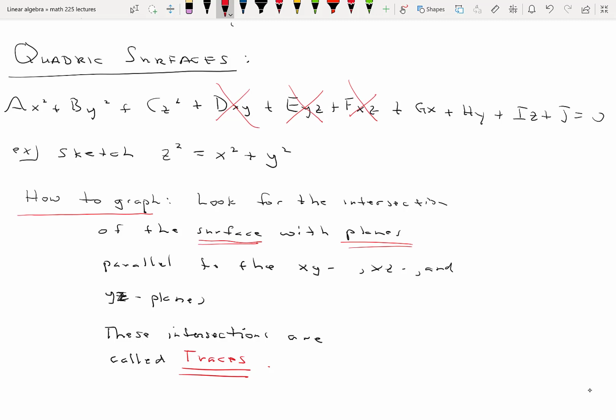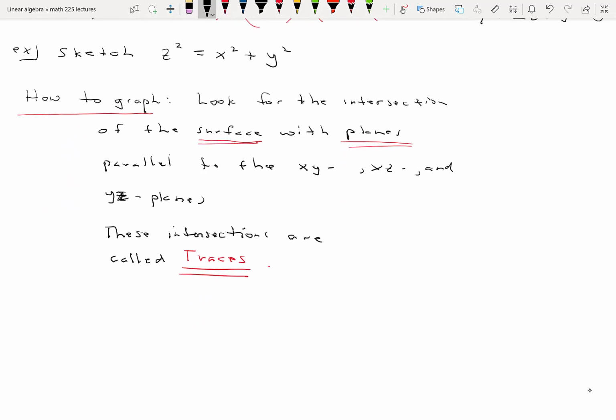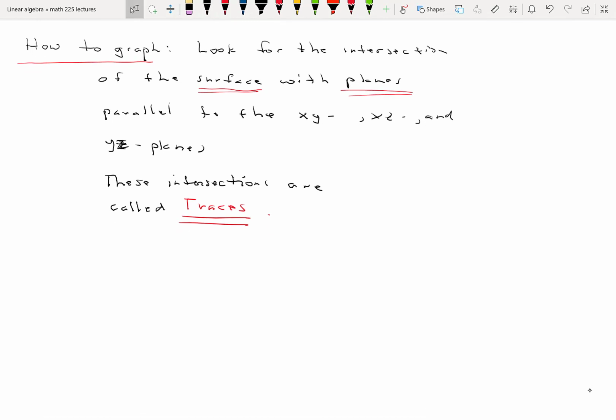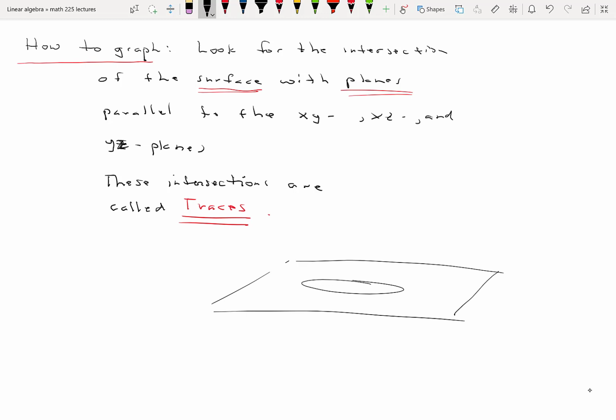Before we dig into the surface z squared equals x squared plus y squared, suppose that the cross section, the intersection of the surface with the horizontal plane z equals 1, is a circle. Here's the plane z equals 1, and here's the intersection of the surface with it. Suppose we look at the intersection of the surface with the plane x equals 0. That's the yz plane. The intersection of the surface with the yz plane turns out to look like this.